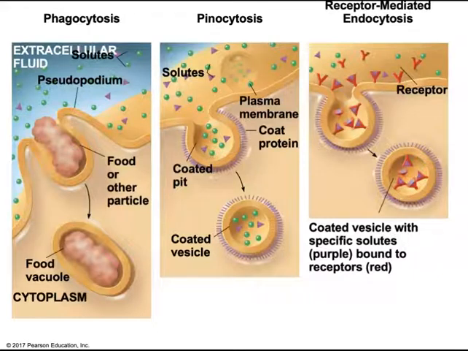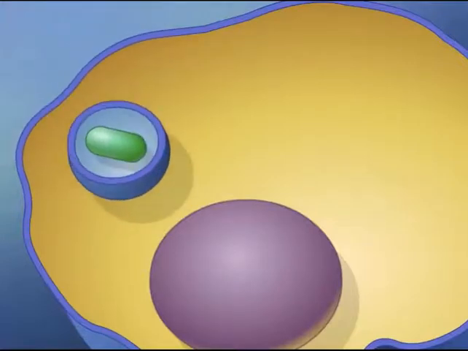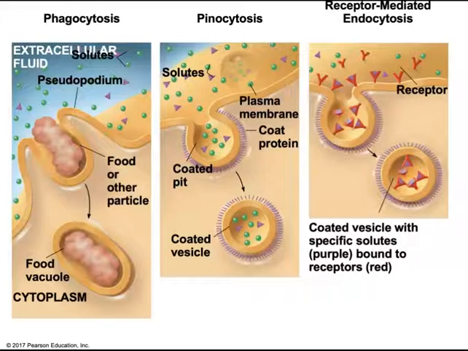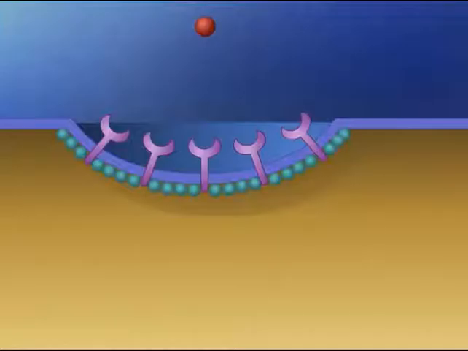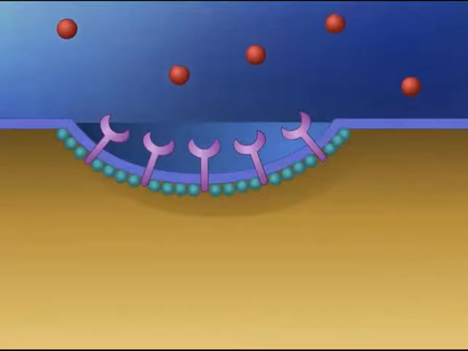In phagocytosis, which is cellular eating, a cell engulfs solid particles in plasma membrane to form a food vacuole. In pinocytosis, which is cellular drinking, molecules that are dissolved in droplets are taken up when extracellular fluid is gulped into tiny vesicles. And in receptor-mediated endocytosis, binding of a specific solute to receptors that are on the outside of the cell triggers the vesicle formation and triggers the cell to bring that in.